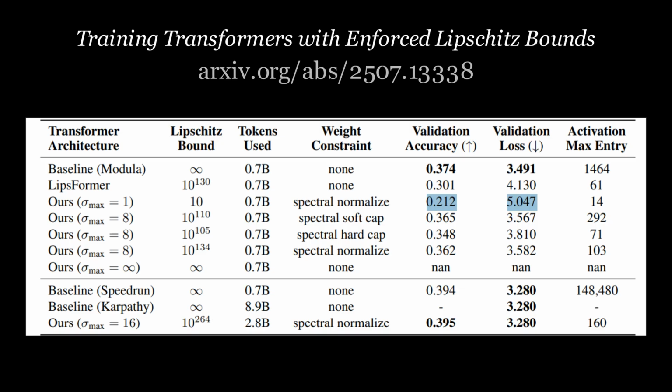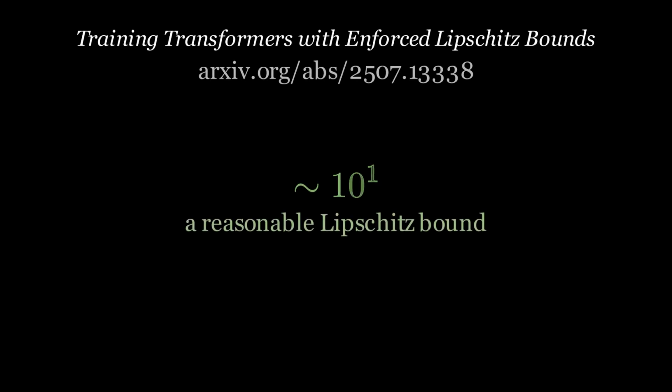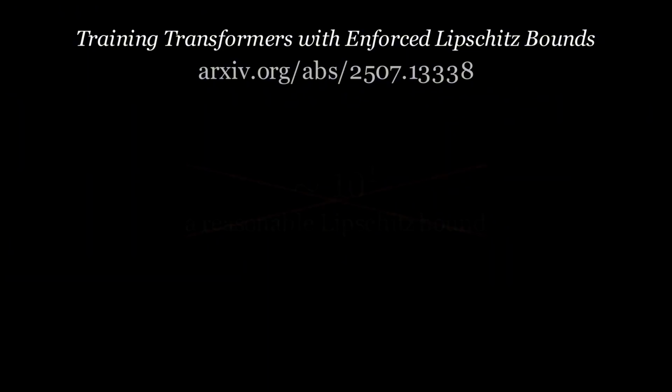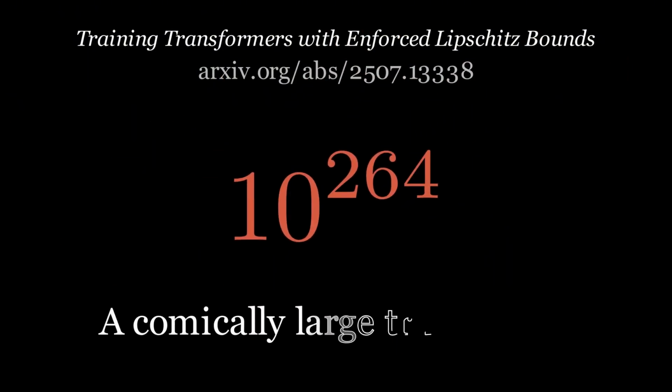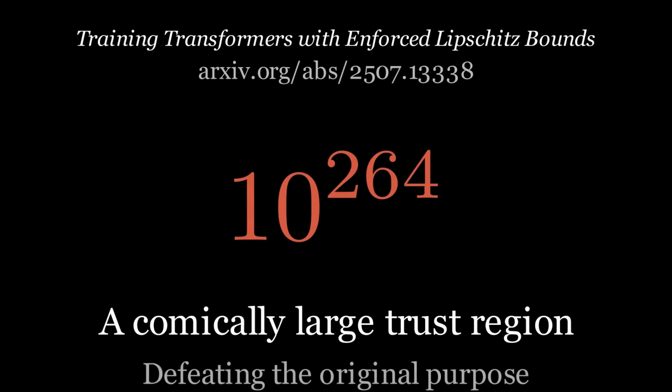A later paper by some Muon authors, training transformers with enforced Lipschitz bounds, illustrates this directly. Enforcing Lipschitz constraints on transformer components, including nonlinear parts, severely hurts performance unless the allowed bound is made astronomically large, defeating the original purpose of the bound.